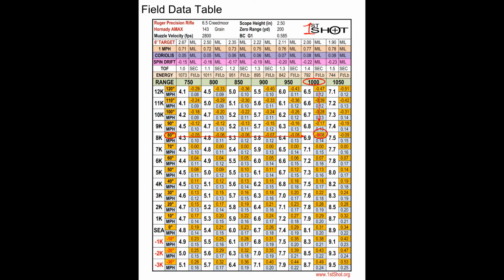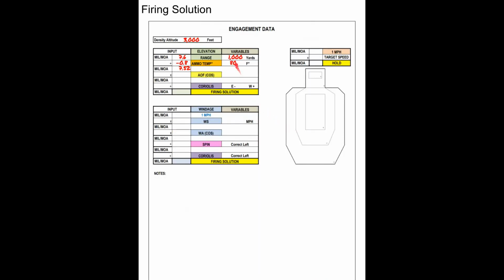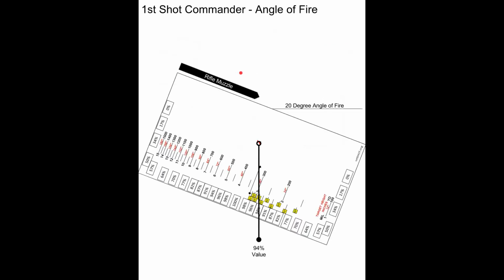Most people are running 4350, and that's what this calculation is run off of. So I would trust it until you're getting data that shows that it's not reliable for you, but it's going to be really close. So we're going to put in 80 degrees for our ammo temp, which was negative 0.8 for our mils at 1,000 yards. That pulls us down to 7.52 mils for our correction.